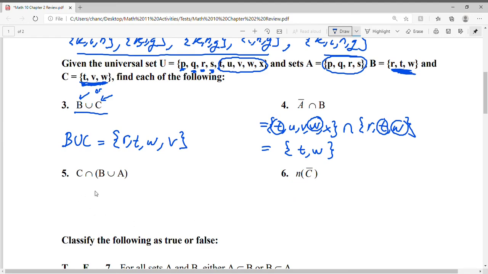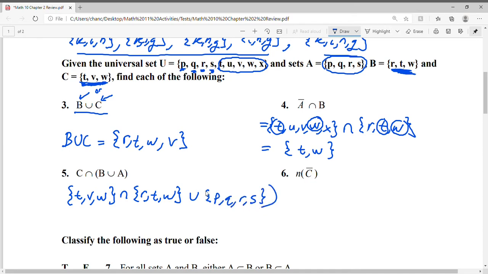Question number 5, I want to find C intersect B union A. C is the set T, V, W. Intersect that with B union A. R, T, W is the set B. I'm going to union that with set A, which is P, Q, R, S. And since there's a set of parentheses, we have to do this first.